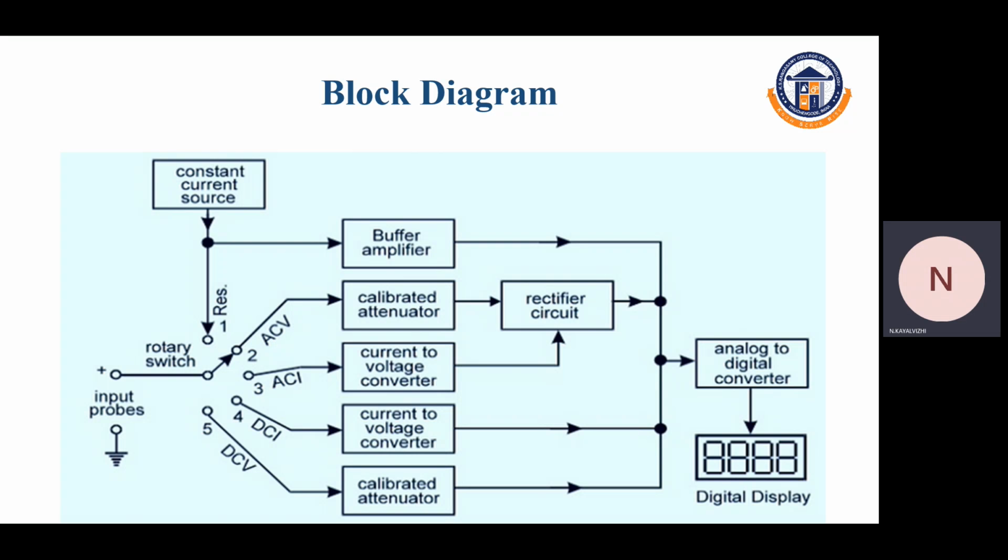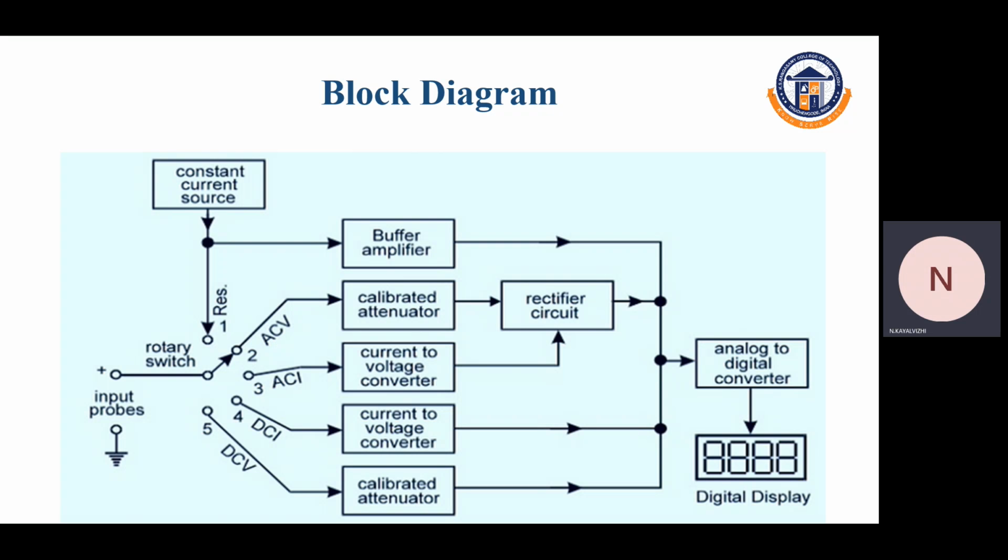The second one is AC voltage. For AC voltage, a calibrated attenuator is used, and the AC signal is converted by a rectifier. Similarly, the third one is AC current. It will convert the AC current into DC current with a rectifier element. Both AC voltage and AC current are converted from alternating current signals into DC signals. Finally, it is given to the analog to digital converter, and then to the display.